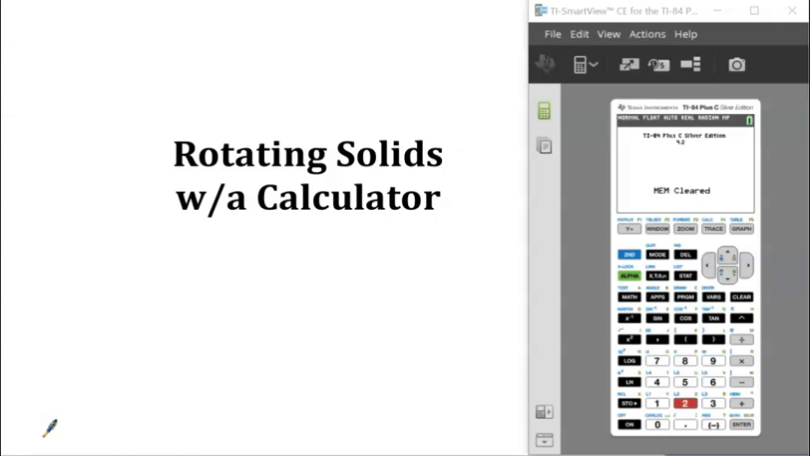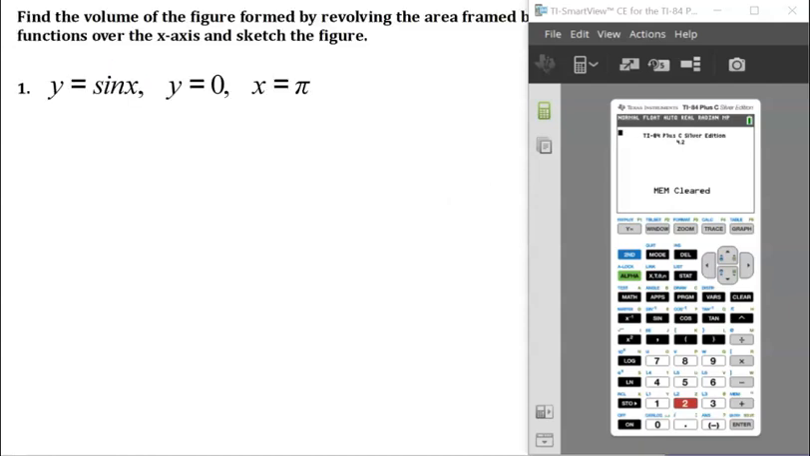Today we're going to continue to find volume by rotating a given area over the x-axis, but we're going to do all the graphs and everything on the calculator. So find the volume of the figure formed by revolving the area framed by the given functions over the x-axis and sketch the figure. So what I'm going to do is type these equations.